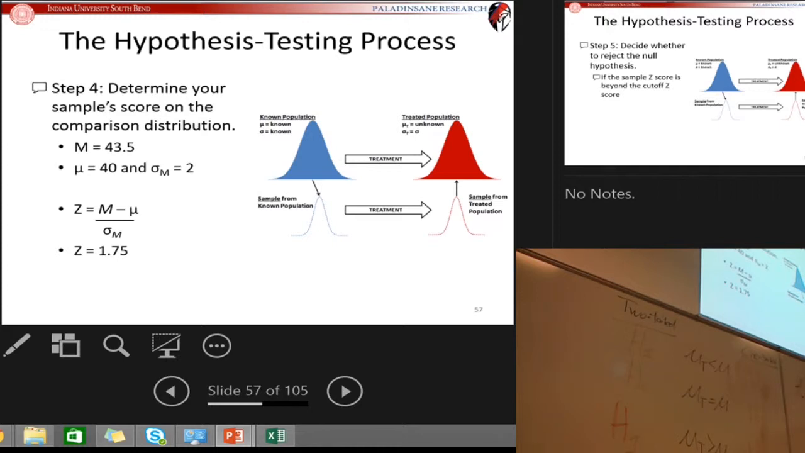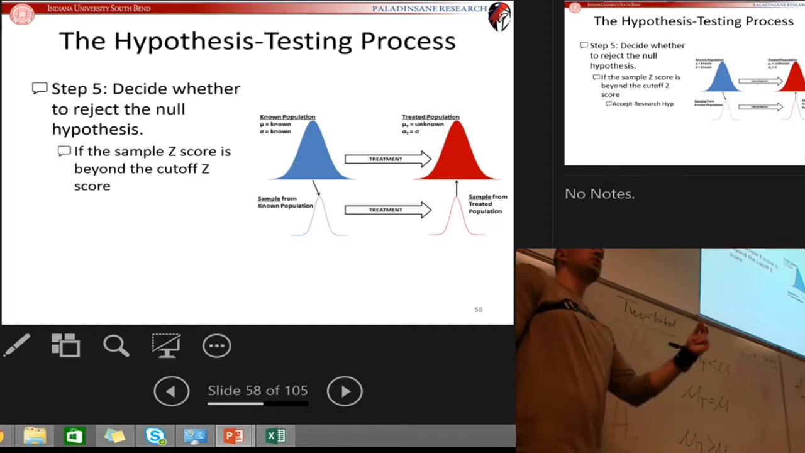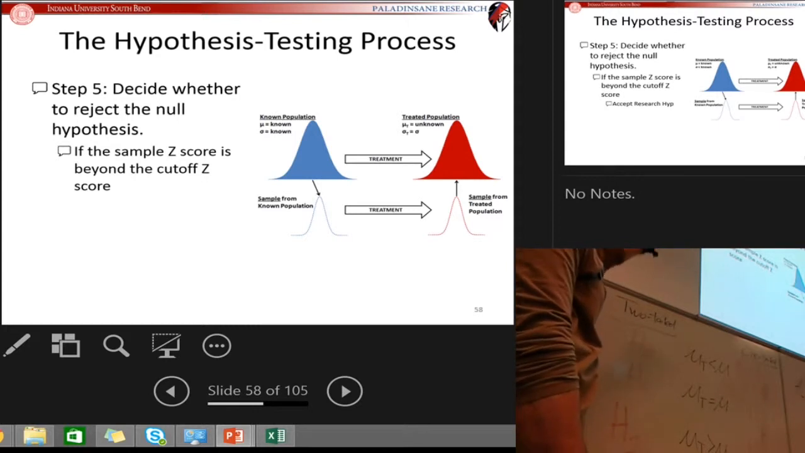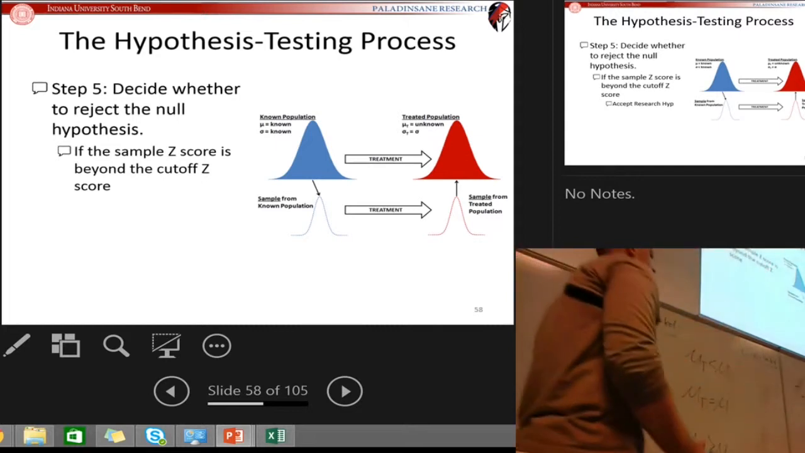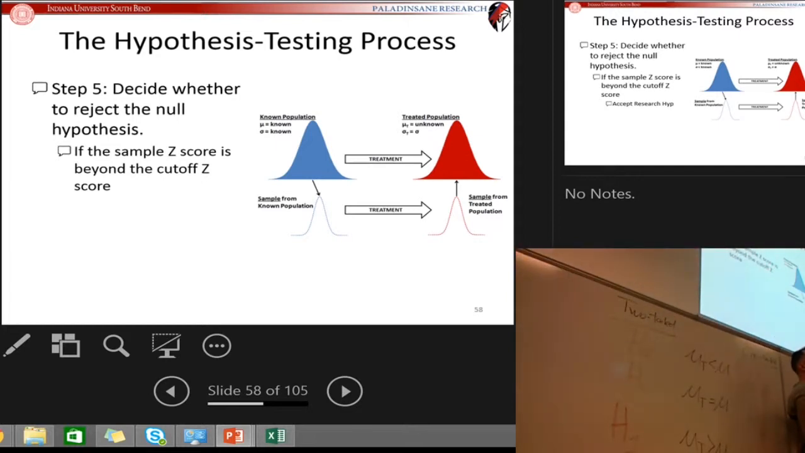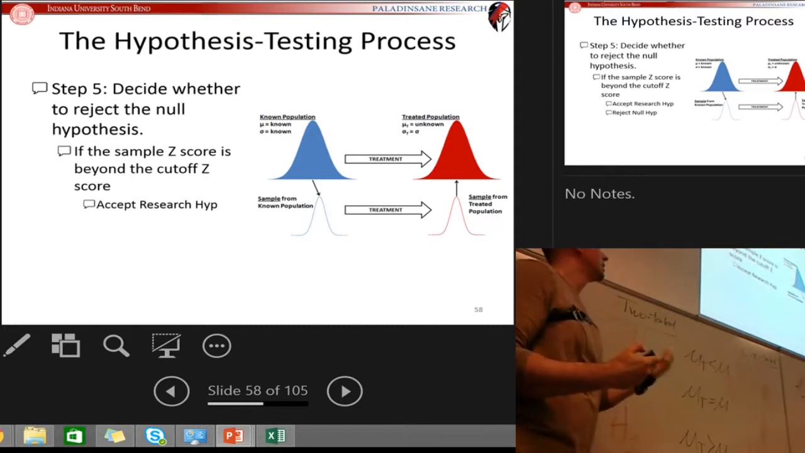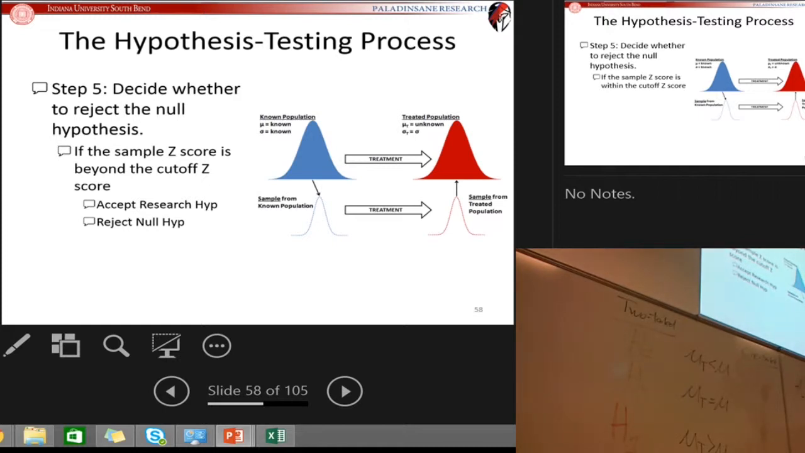And now finally we got to decide what do we do with the null and the research hypotheses now that we have that 1.75 z-score for our sample mean. And until you are absolutely blazing with this, make sure that you consult these two slides here. If the sample z-score is beyond the cutoff z-score, if it's crossed the line into the tails, yes it has, right? This is what this figure is telling us. It has crossed. What do we do? We accept the research hypothesis. We reject the null hypothesis. Make sure that until that is rock solid, you're consulting with these.